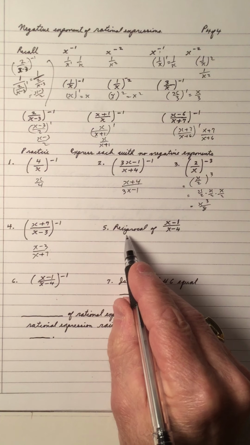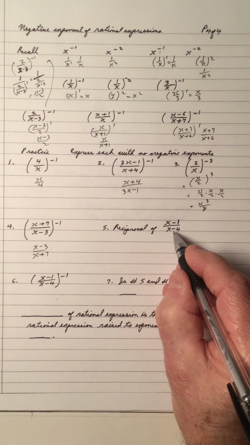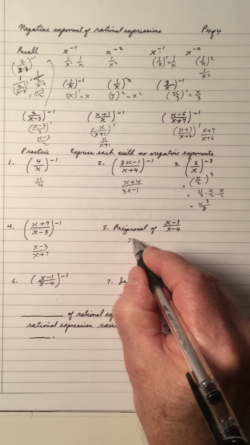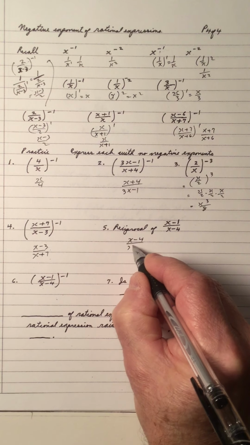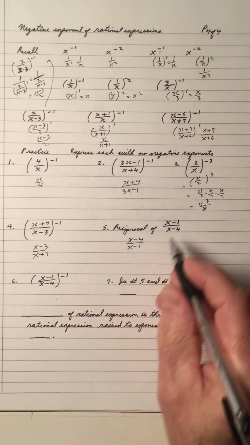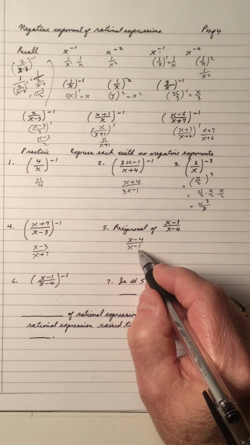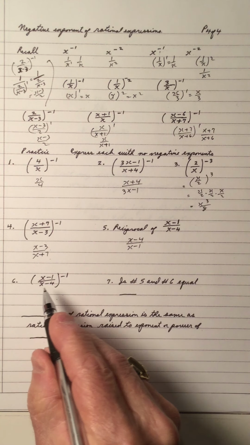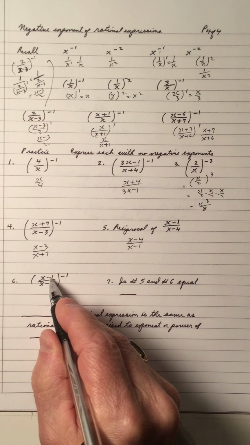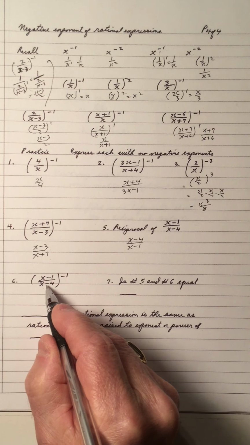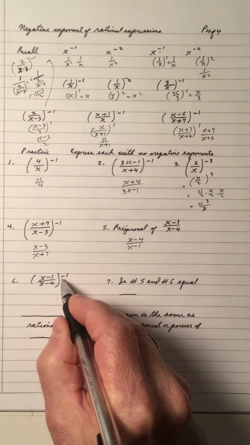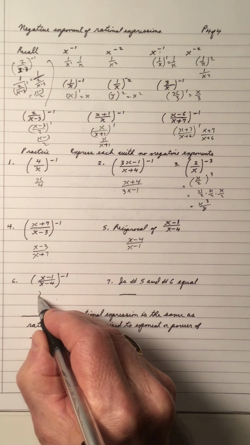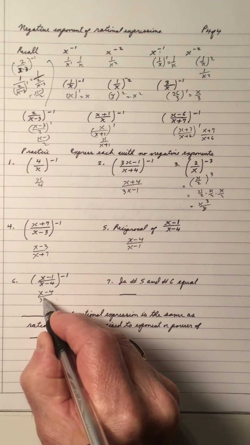Number 4, negative 1, reciprocal, x minus 3 over x plus 7 to the 1 power. And number 5, what's the reciprocal of x minus 1 over x minus 4? Well, the reciprocal is x minus 4 over x minus 1, because for the reciprocal, you flip it upside down. And notice number 6, it's x minus 1 over x minus 4 to the negative 1. Because it's to the negative 1 power, we get the reciprocal.